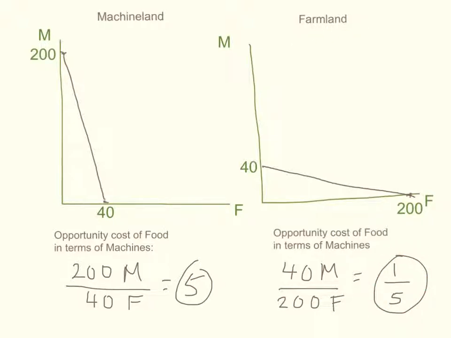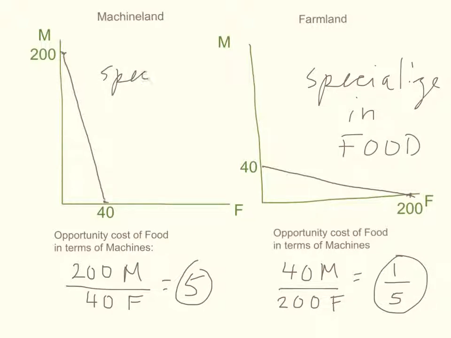What this means is that Farmland should be the one to specialize in food, okay? And since there's only two goods, that means that Machineland should be the one to specialize in machines. Now, when they do that, if they completely specialize, what do we see? Well, Machineland would produce 200 machines, and Farmland would produce 200 food.